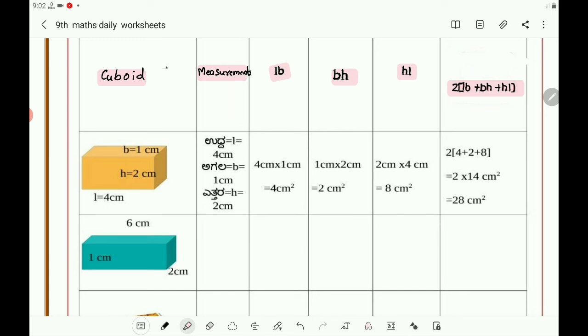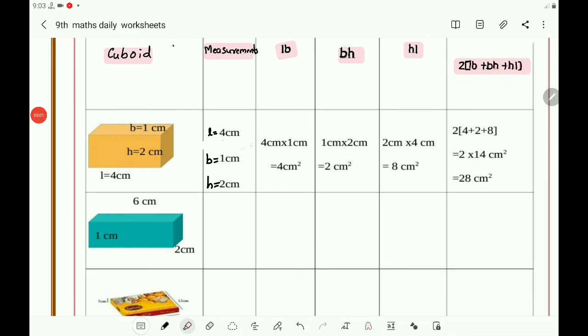Now you take the first one. Here L equals 4, B equals 1, H equals 2. That is L equals 4 centimeter, B equals 1 centimeter and H equals 2 centimeter.